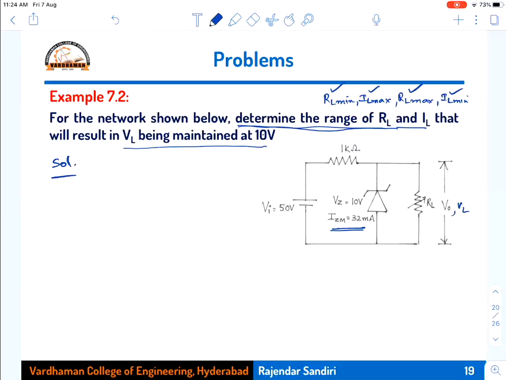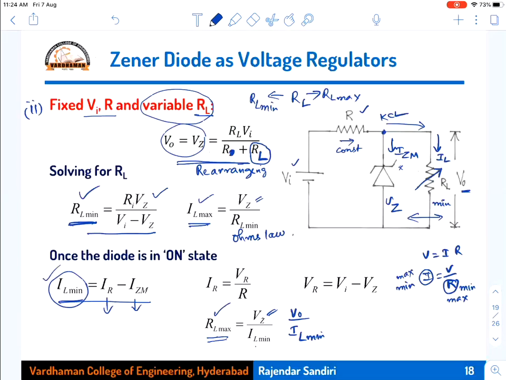Now, what will be the solution in this case? How to do this? First we have to calculate RL minimum. Use this formula. You might have noted down this formula. If not, I'll write: RL minimum is this one, IL maximum is this one, IL minimum is this one, RL maximum is this one. Use all these formulae to solve it. First, we'll start with RL minimum.